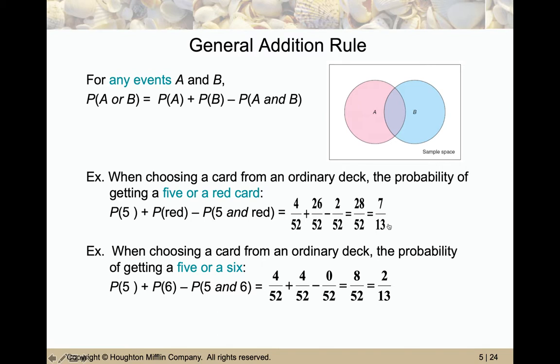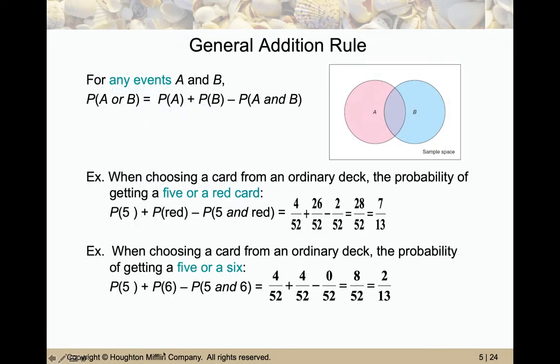When choosing a card from an ordinary deck, the probability of getting a 5 or a 6. So here we're going to do the probability of getting a 5, which is 4 out of 52, plus the probability of getting a 6, which is 4 out of 52. And then we're going to subtract off the probability that a card is a 5 and a 6. Well, you've got one card in your hand. It can't be a 5 and a 6 at the same time. So that subtracts off 0 out of 52, so we get 8 out of 52, which is 2/13.